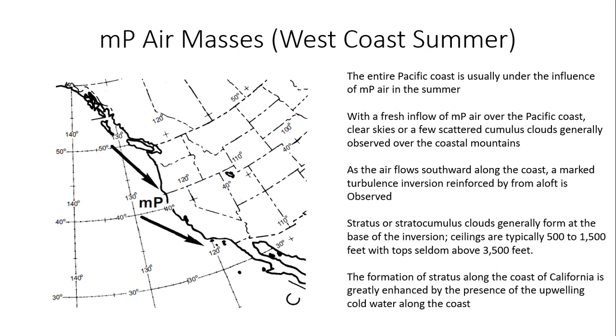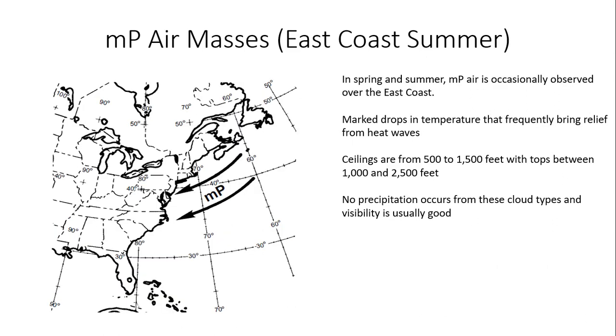Now, the maritime polar air masses on the East Coast in summer are a lot different. In spring and summer, maritime polar air is occasionally observed over the East Coast.